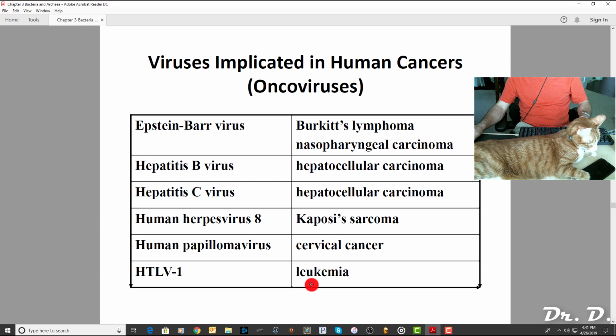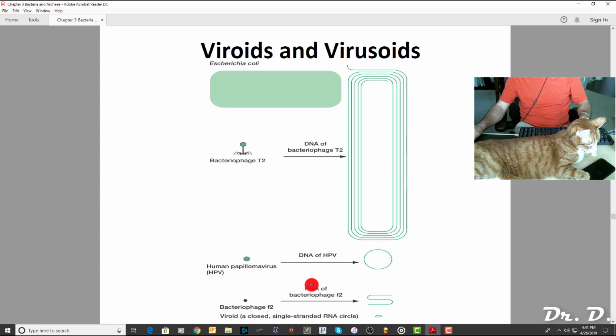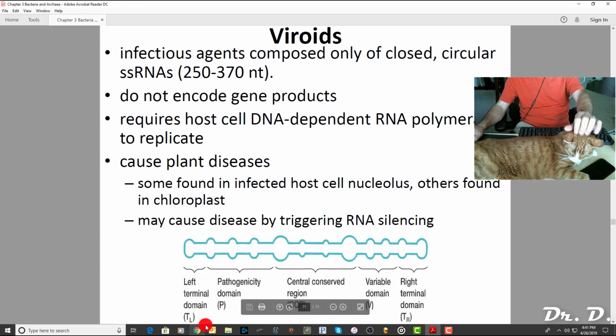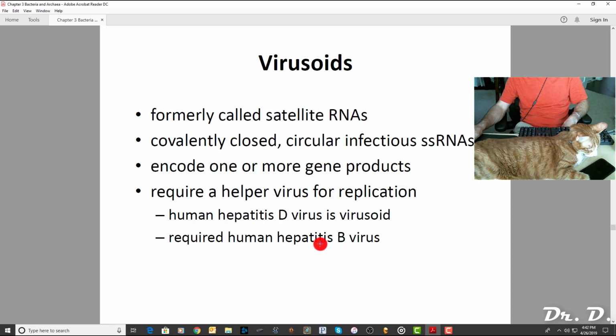What else did we want to know? We wanted to know about viroids. You should know viroids are infectious agents entirely composed of circular single-stranded RNA, and these do not encode gene products. These cause plant diseases, and they work by triggering RNA silencing. So do know those facts.